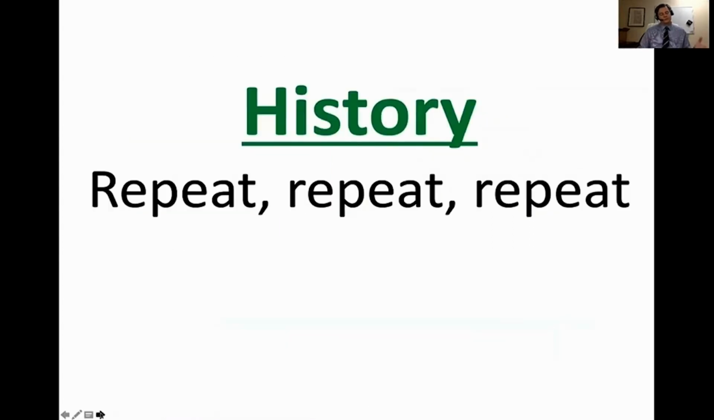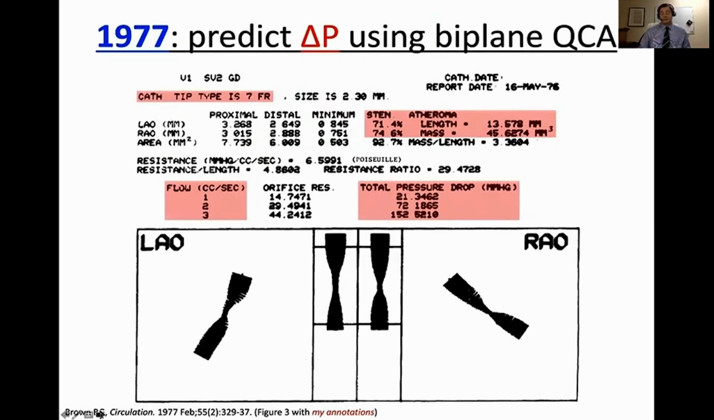In order to do that, I want to step through a series of bite-sized nuggets. The first nugget is to talk about the history of why people started to do flow hemodynamic simulations. And this goes back a long way now. You can see this is the first time that I'm aware of that it was performed. It was back in 1977.